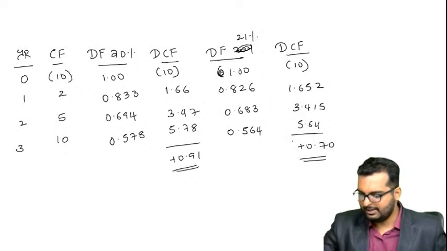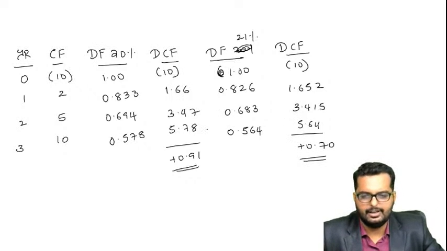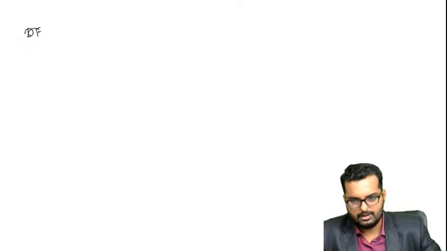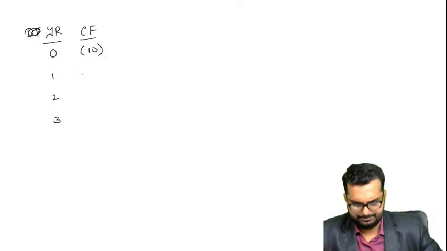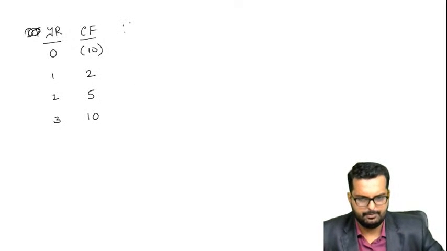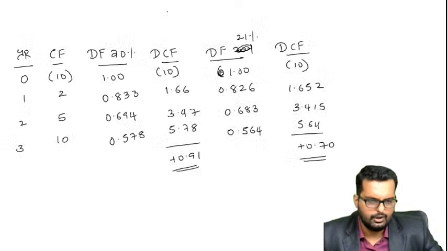I have taken a complicated question. So we need to take a higher discount rate. Shall we try 25%? I'll put the numbers again over here. Here, cash flow 0, 1, 2, 3. Cash flow is what? Minus 10, 2, 5, plus 10. Alright. We got 0.7 at 21%, right?